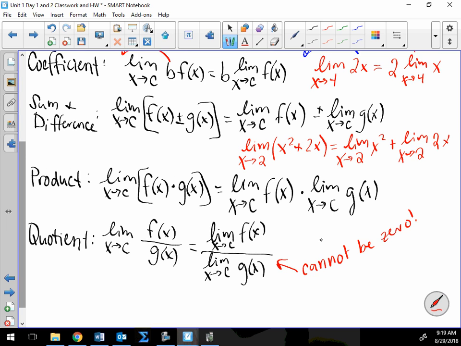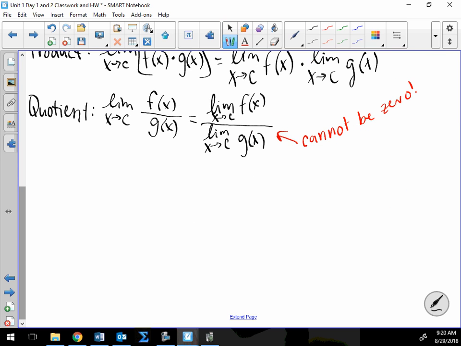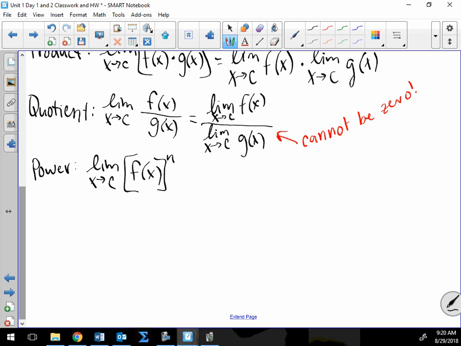So we also had the power rule. And this is off the top maybe. Alright, so we also have the power rule: the limit as x approaches c of f of x raised to the power. We can actually take that limit inside of the power, outside of it. So we have the limit as x approaches c of f of x, that whole thing raised to the power.